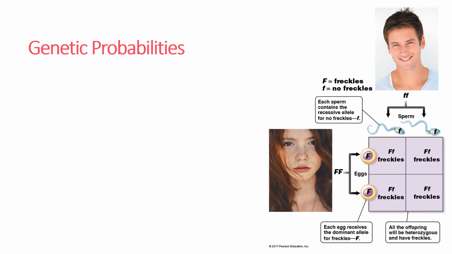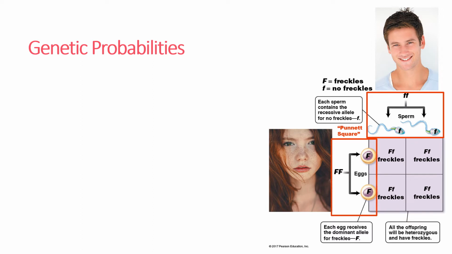We can predict the likelihood of offspring having freckles using something called a Punnett square. In this case, dad has no freckles, so he is homozygous recessive, and mom is homozygous dominant, having freckles. Dad can only produce sperm that carry the not freckle allele, and mom can only produce eggs that carry the freckle allele.